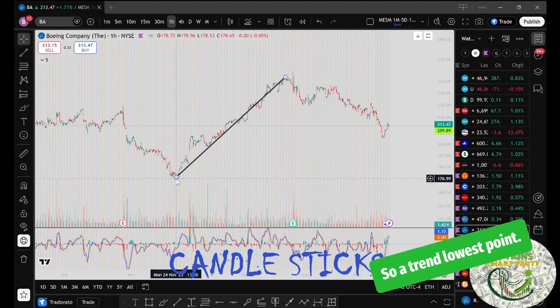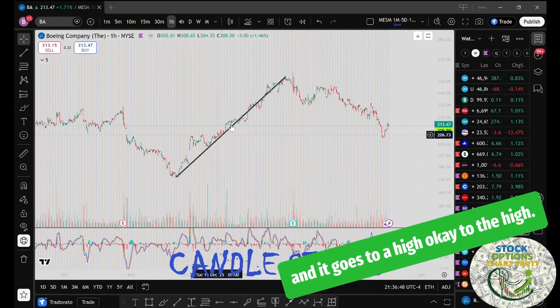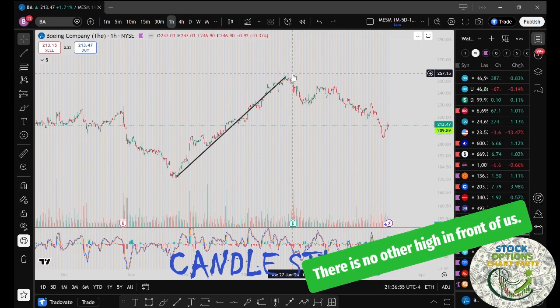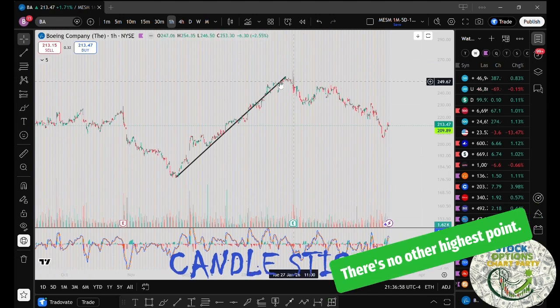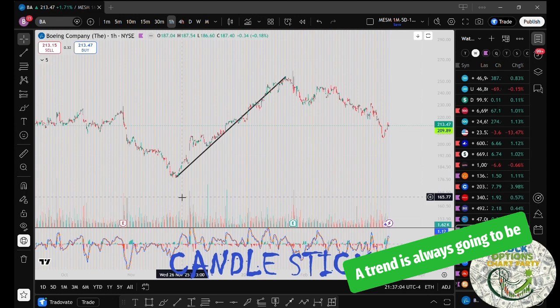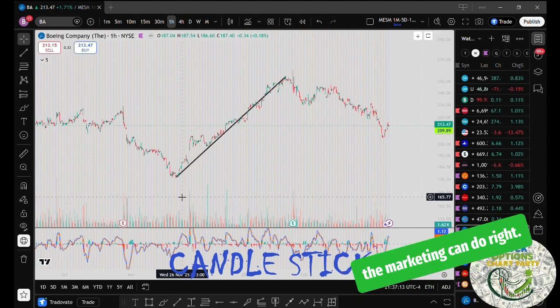So a trend, lowest point. So this is an uptrend right here, because it starts from the low and it goes to a high, okay? To the high. There is no other high in front of us. There's no other highest point, and in front of us, there is no other lowest point. A trend is always going to be the lowest point to the highest point. That's an uptrend.